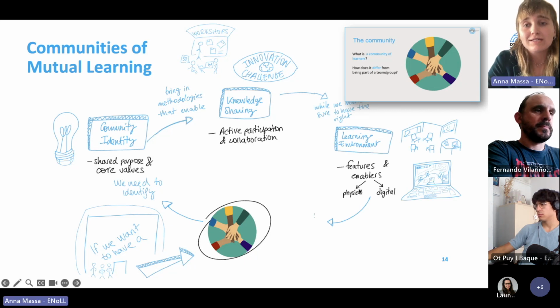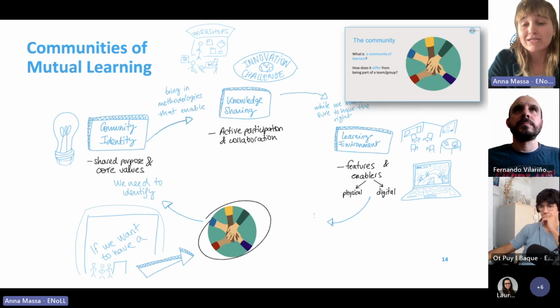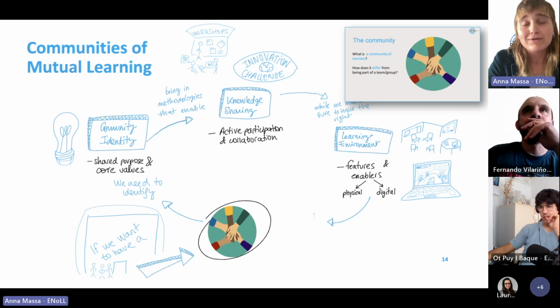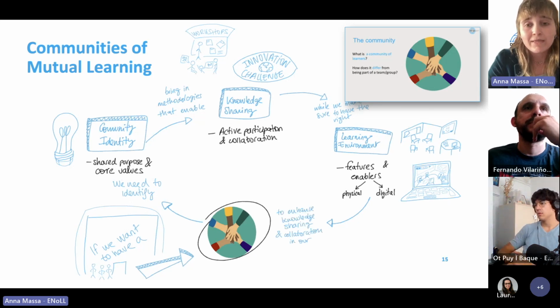Third, it's these learning environments, where we need to make sure that both physical and digital environments are appropriate to develop this knowledge. When we think about physical environments, we may think about a flexible space with good lighting or so. And for a digital space, we may think about a user-friendly space with easy to use collaboration tools, right? All of that in order to enhance this knowledge sharing and collaboration in our mutual learning communities.